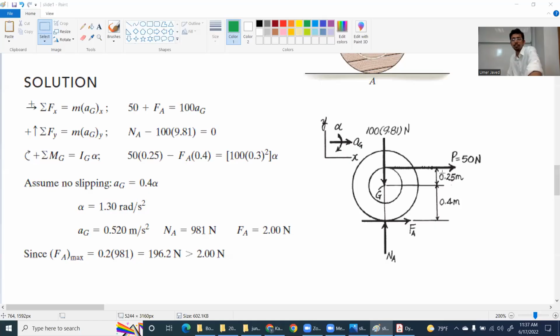If the author has taken the friction to the right, then take the summation of moment about the center of mass. This will have an anti-clockwise effect. So you will have FA multiplied by 0.4. You can see that anti-clockwise is negative here, so minus FA into 0.4 and plus 50 into 0.25. My point is, as long as you are consistent, you have made an assumption, but I need to see that you have been consistent in that.